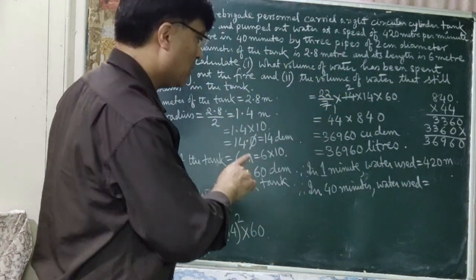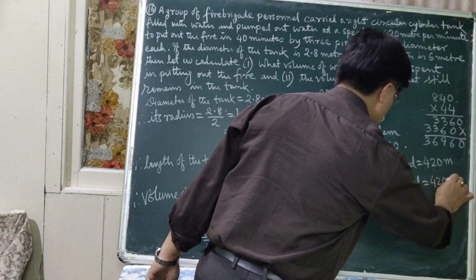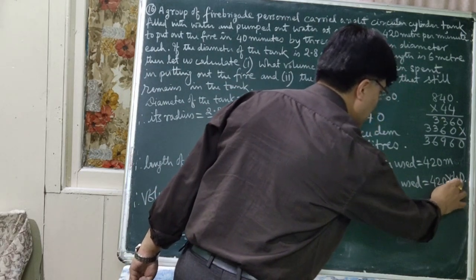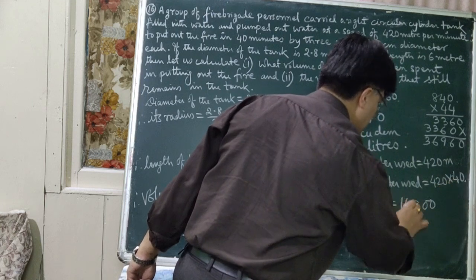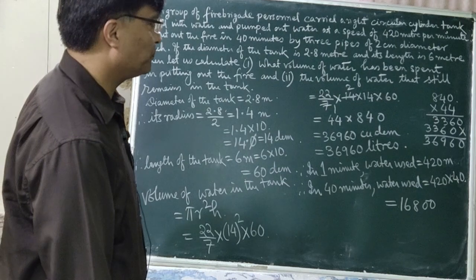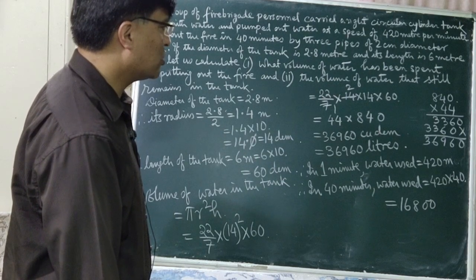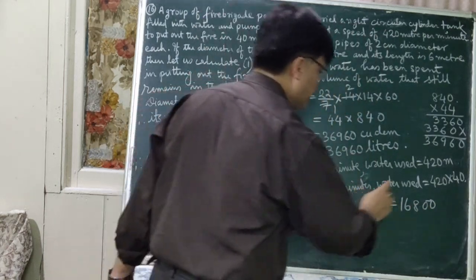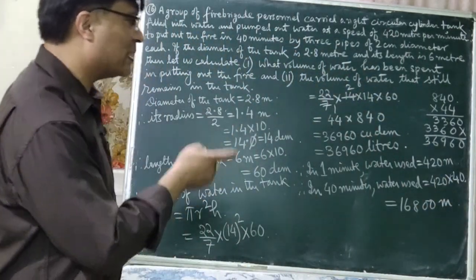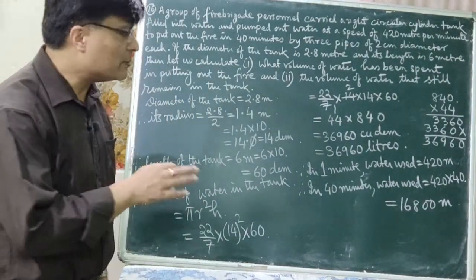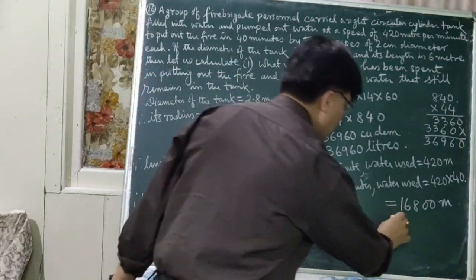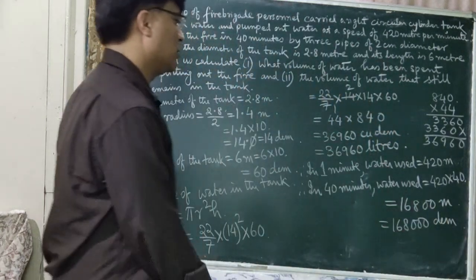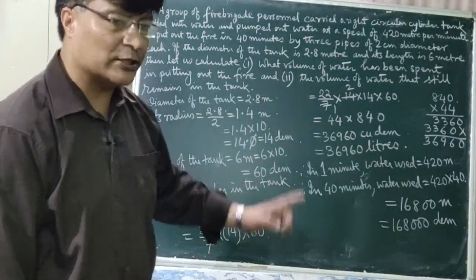Water used in 40 minutes is equal to 420 into 40, which is equal to... now let us multiply it. 00, isn't it, 42 fours are 168, that is your 16800 meter, isn't it. So in 40 minutes, water used is equal to 16800 decimeter.